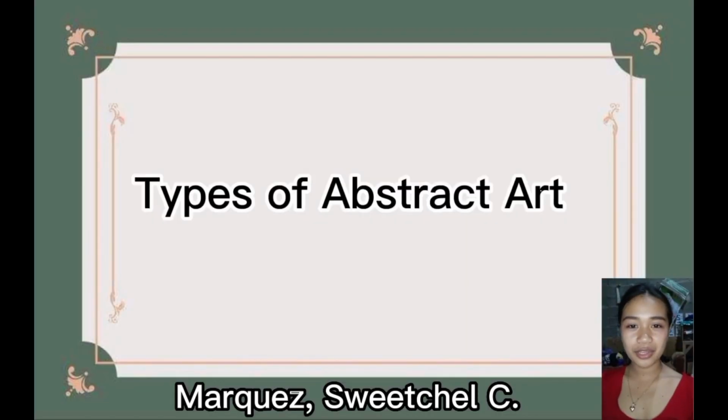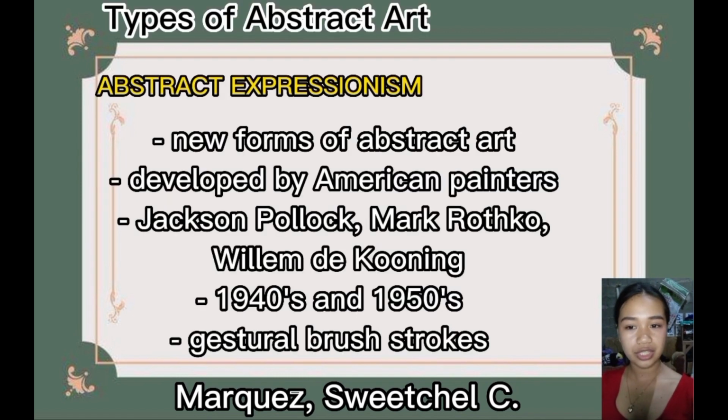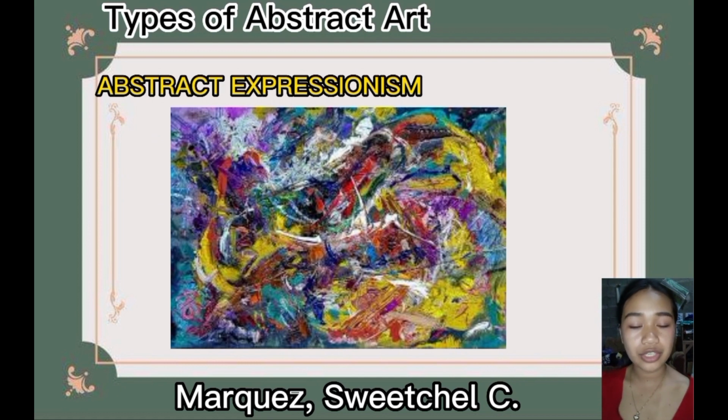Now, let us talk about the types of abstract art. First is abstract expressionism. It is the term applied to the new forms of abstract art developed by American painters such as Jackson Pollock, Mark Rothko, and Willem de Kooning in the 1940s and 1950s. It is often characterized by gestural brush strokes. Here, you can see an example of abstract expressionism.